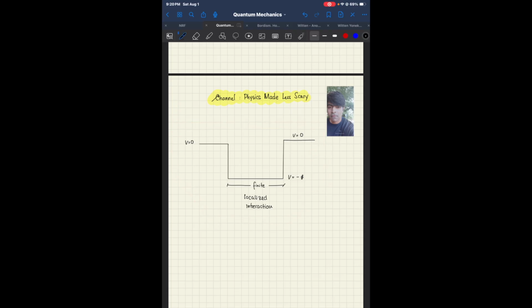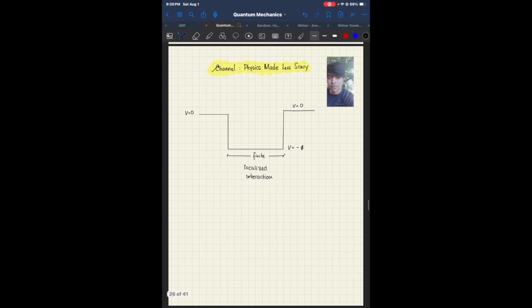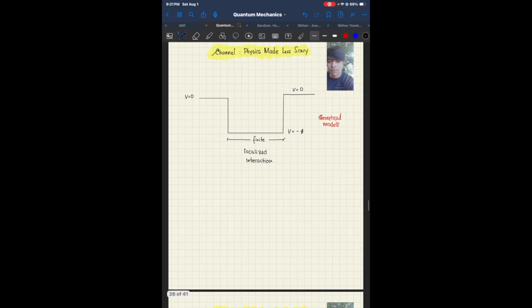So these basically form theoretical models. It's important to realize what we are doing. These are actually theoretical models of those experiments. Okay? Good.